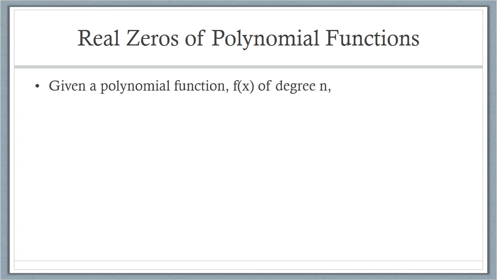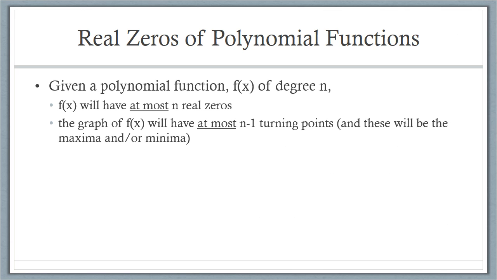Given a polynomial function f of x of degree n, you will have at most n real zeros. In other words, the most number of zeros you will ever have in a polynomial is the same number as the degree. So a quadratic, which is x squared, can have no more than 2. A fourth degree equation can have no more than 4. 10th degree, no more than 10.